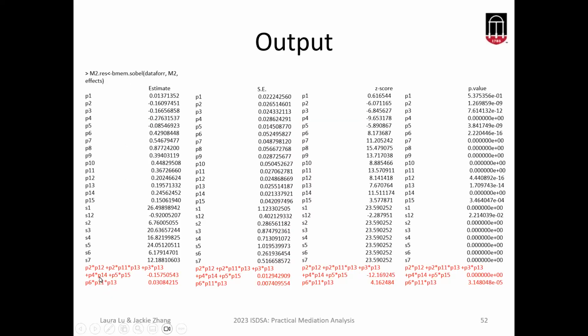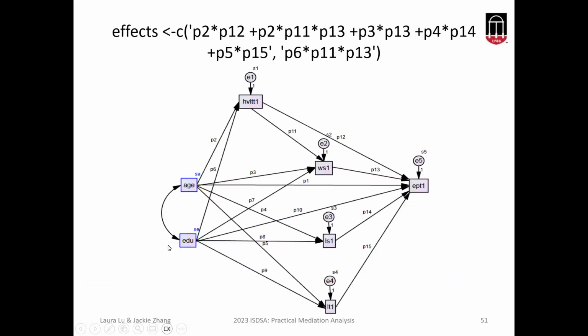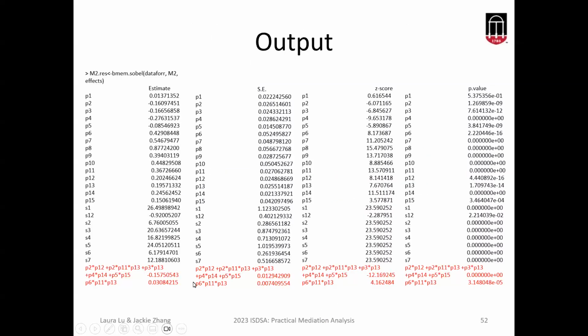And also look at the specific effect. This is from EDU instead of H. Previously we checked H, now look at EDU. From EDU to HVLTT, memory ability. So educational level influences the memory ability, which influences the reasoning ability of WS, which influences the dependent variable EPT1. This is also significant because the P value here is tiny, and the estimate is reported here, with the standard error and the Z value.